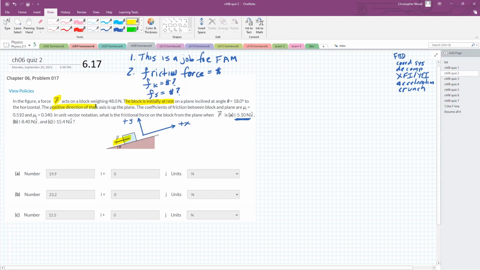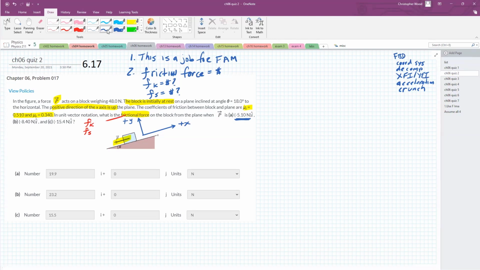Positive x is up the plane. So I took care of that. And now they are giving me the coefficient of static friction and the coefficient of kinetic friction, and they want to find out this frictional force. So again, I'm going to repeat my question. Does this mean I need to find F sub K or F sub S when P is negative 5.1 newtons i hat? All right, so let's see.